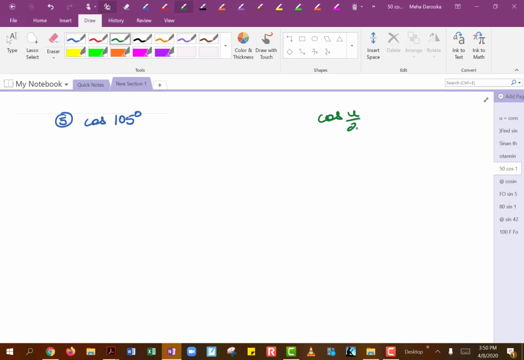So cosine of u over 2 is plus or minus the square root of 1 plus cosine of u over 2. Like I said, since this is a quadrant 2 angle, cosine of theta is going to be negative.